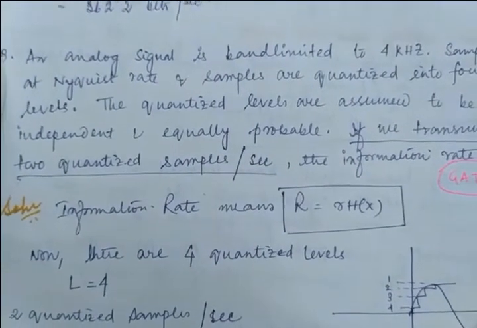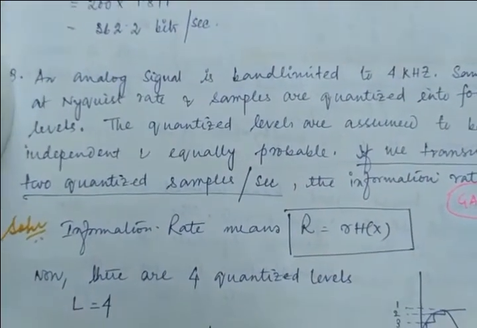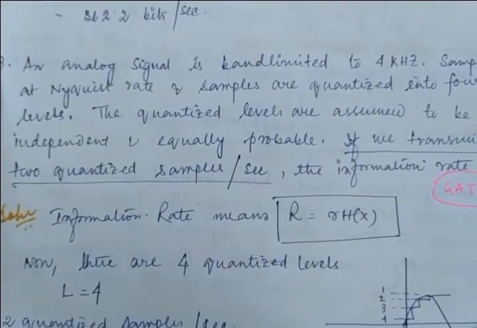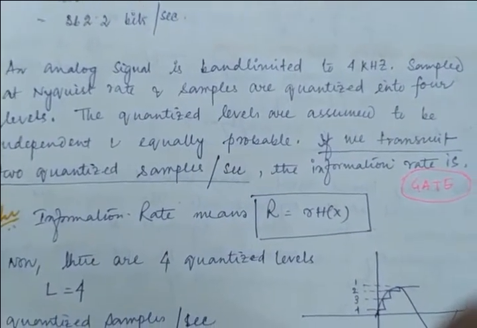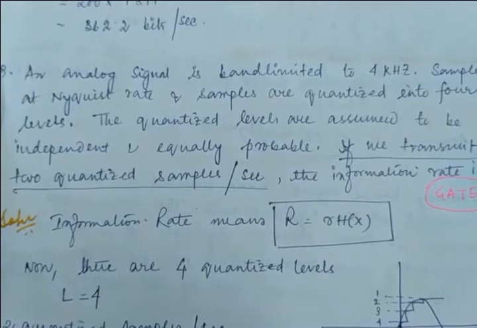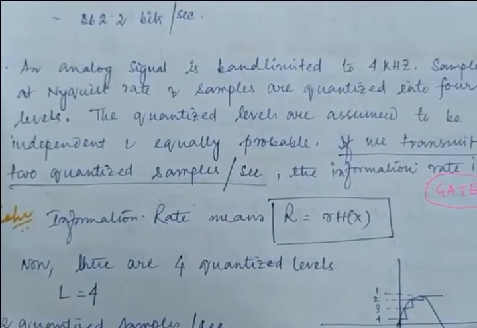So all belongs to that category. The quantized labels are assumed to be independent and equally probable. So here the clue is behind that. Okay, so the label is 4, right?